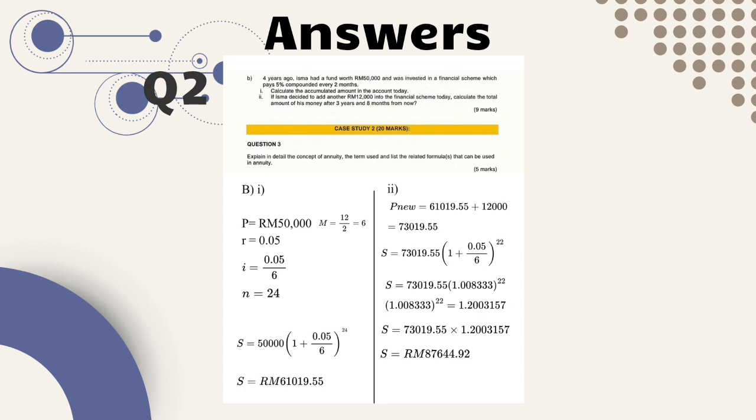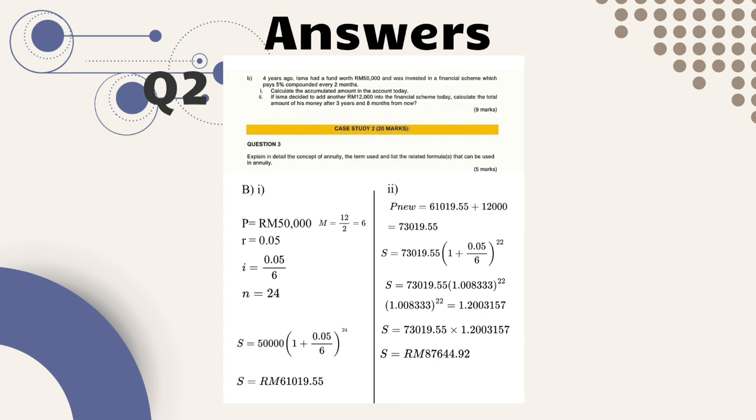First, let's establish the new starting balance. We add the new deposit to the previous total. This will give us a new principal, P new, of RM73,019.55. Next, we look at the remaining 3 years and 8 months.